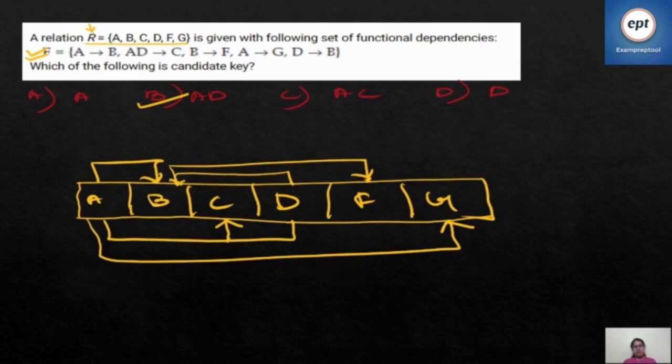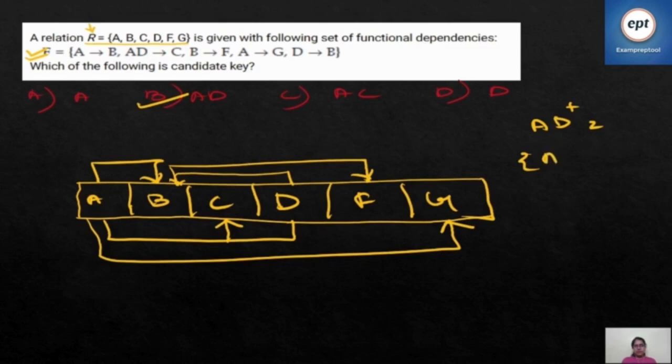Now let's check the attributes which don't have an arrow. A doesn't have an arrow, so we'll take A. B has an arrow, so we will not consider B. C also has an arrow, so not C. D doesn't have an arrow, so we will consider D. F and G have arrows, so we will not consider them. Then we take the attribute closure of AD and check whether we get all the attributes in relation R or not.